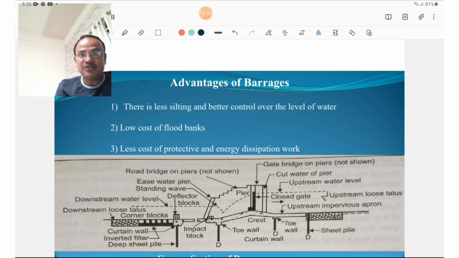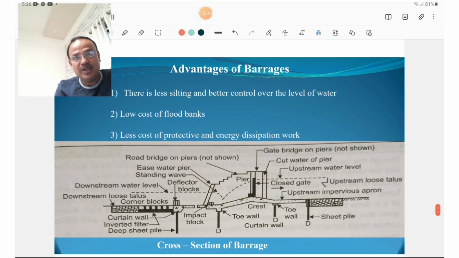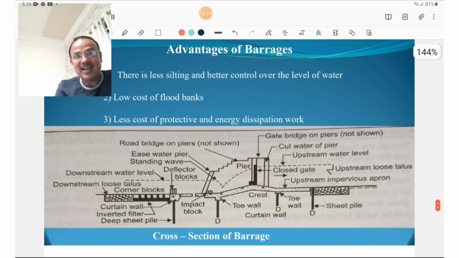Low cost of flood banks. The flood bank cost is low, and there is less cost of protective and energy dissipation work. For a weir, we have to make more arrangements for the protective works and energy dissipation works. Barrages, not weirs, have better control. That is the advantages of barrages. Weirs have more protective and energy dissipation work, but barrages have less cost of protective and energy dissipation works. So we go for the cross section of a barrage.